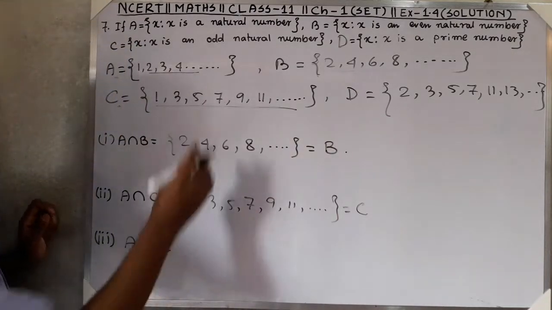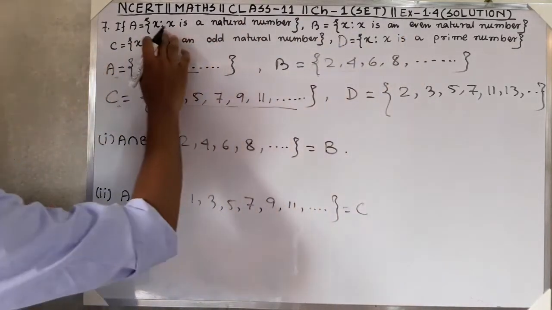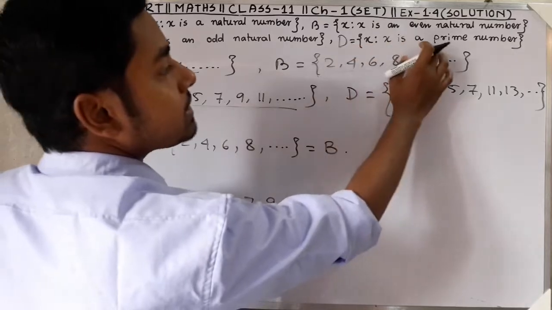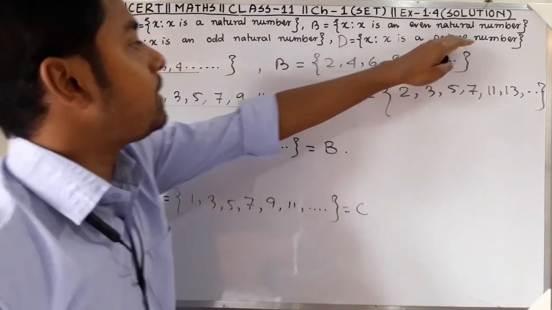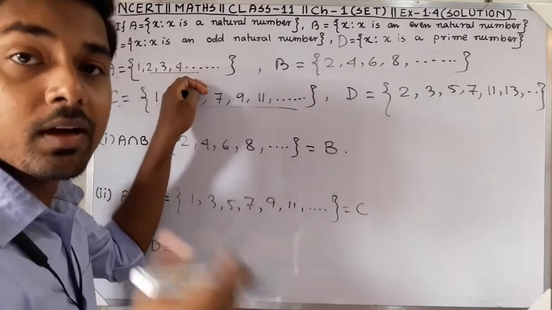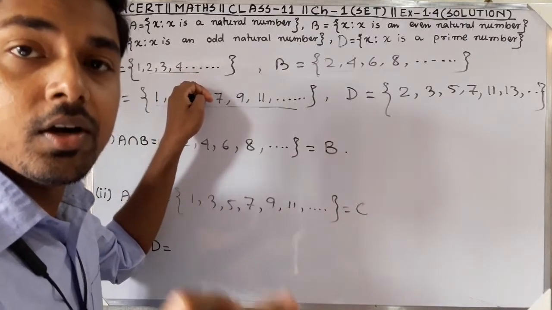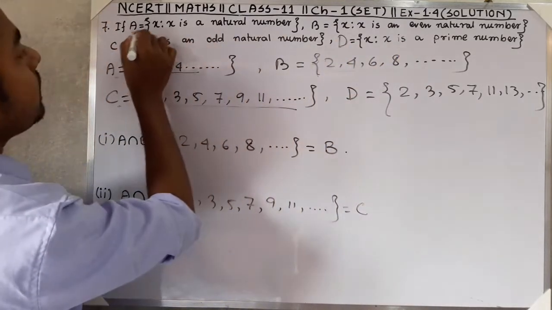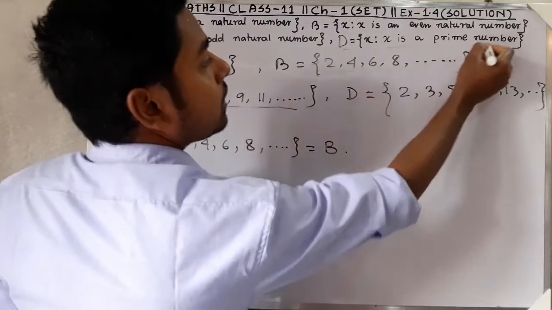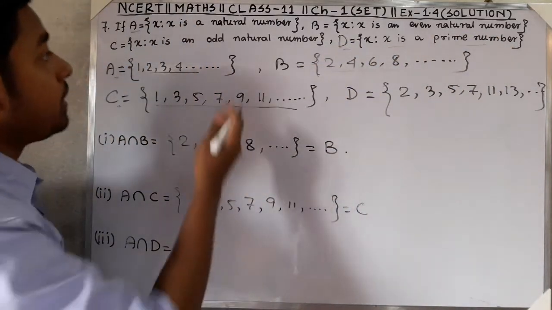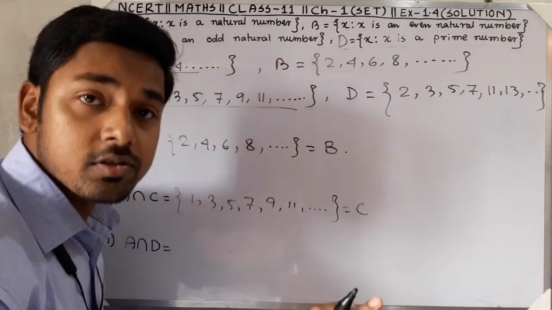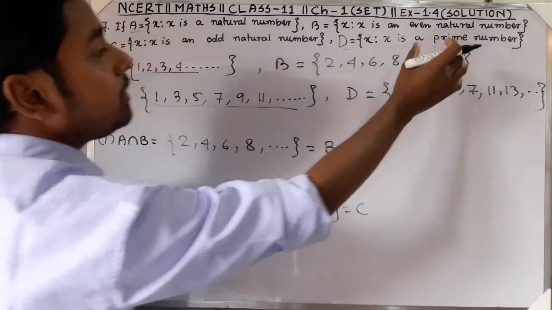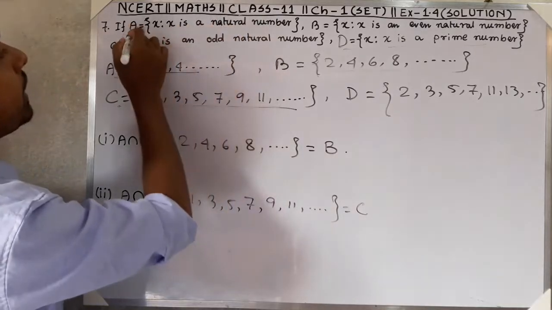Now A intersection D. A is the set of all natural numbers and D is the set of prime numbers. Now you can see in the natural numbers we have all the prime numbers. So what are the common elements between A and D? Obviously all the prime numbers, because in the natural numbers we have all the prime numbers also. So prime numbers will be the common elements between A and D.